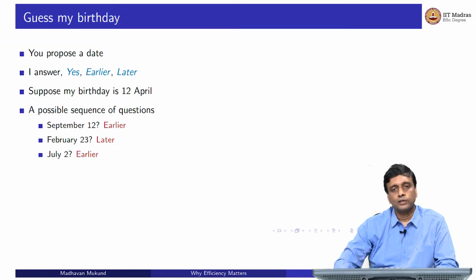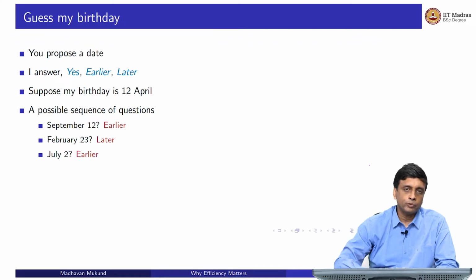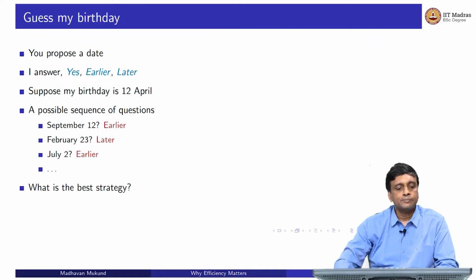And I will say, no, it is not July 2nd, it is earlier. So now you know it is between February 24th and July 1st, right. So our question is, is there a systematic way to ask these questions? What is the best sequence of questions to ask in order to guess my birthday if this is the rule, that I can say yes, or I can say it is before, or I can say it is after.